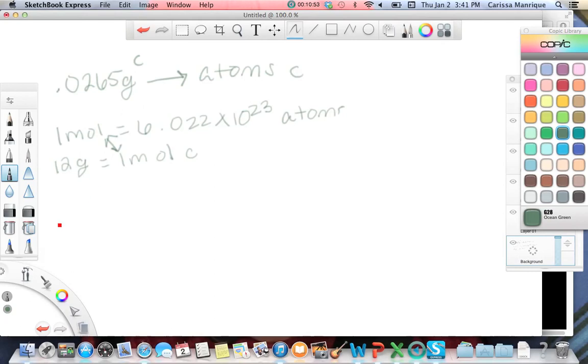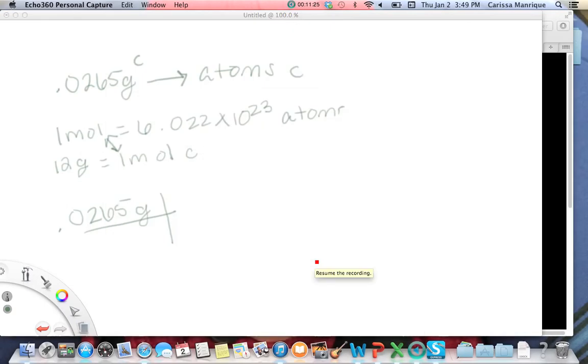Okay, so now let's do our conversion. And we start with the number they gave us in the problem. You always start with that number. So we have these conversions, and those are only there to help you go further in the problem. It doesn't help you get started. You always start with the number given. Okay, so we have 0.0265 grams of carbon from this number here.